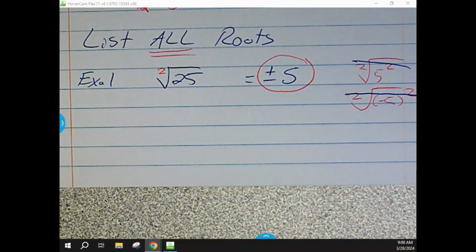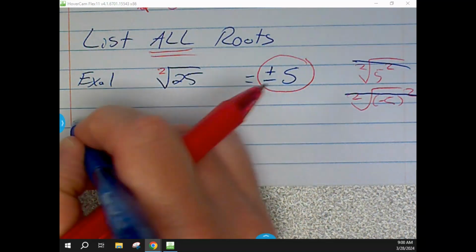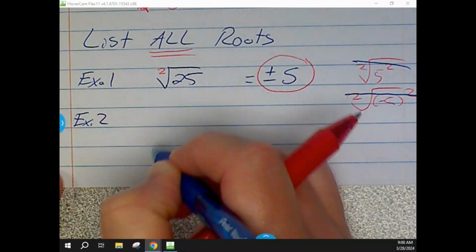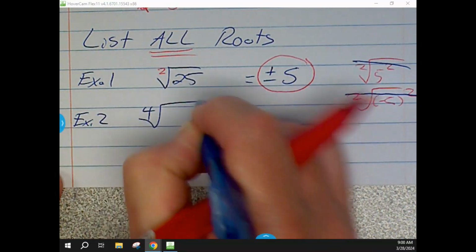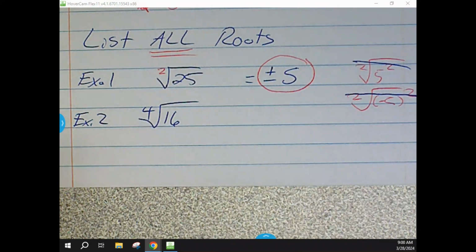Now, if the question just said to simplify, then we would just put 5. But if it says list all roots, then we're worried about that plus or minus. Okay, so let's go, fourth root of 16.